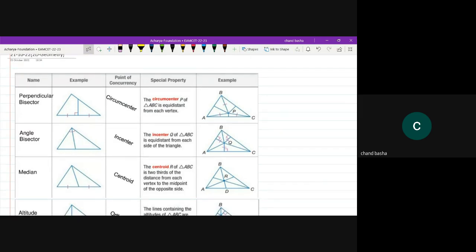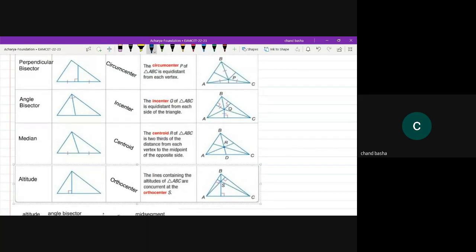Let's discuss the centroid. This is the first point. Point number 1 to be noted. Next, orthocenter. Next, circumcenter. Fourth one is incenter. If you want to discuss these points, we first require their elements: median, altitude, perpendicular bisector, angle bisector. These are the 4 definitions we require.